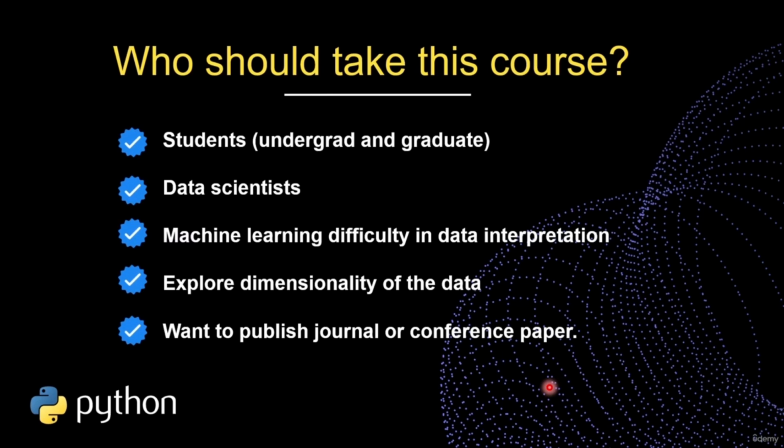So this course is for students who are undergrads or grad students or researchers. This course is also very important for data scientists or students or people working on machine learning having difficulty in data interpretation, or someone who wants to explore dimensionality of the data, or more importantly if you want to publish your work in a scientific journal or a conference paper.